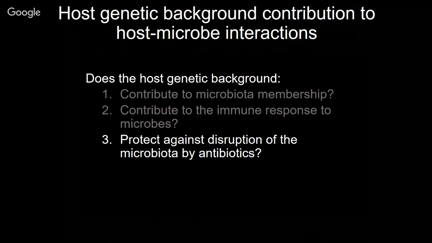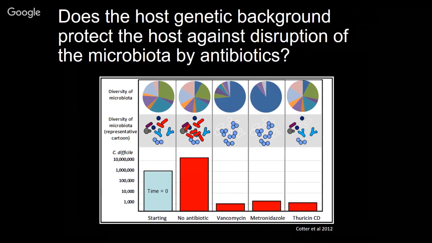So the next thing I'm going to talk about is whether the host genetic background contributes to the ability of the host to protect against disruption of the microbiota by antibiotics. The reason that we're interested in this is because we know that antibiotics affect the diversity of the microbiota. So this is a paper showing in mice that the diversity of microbiota decreases when you expose mice to vancomycin or to other types of antibiotics.